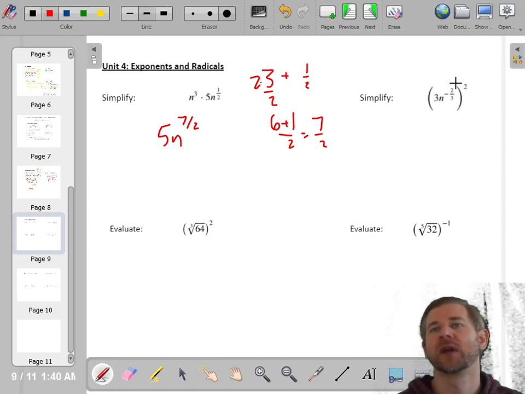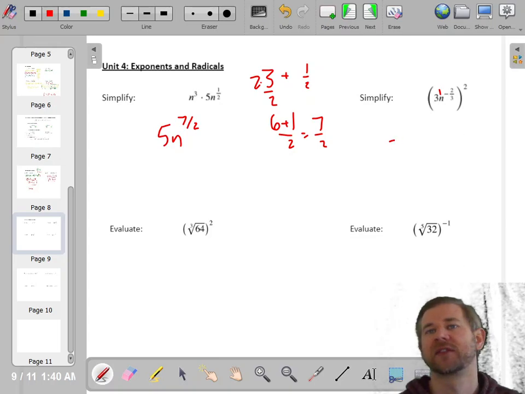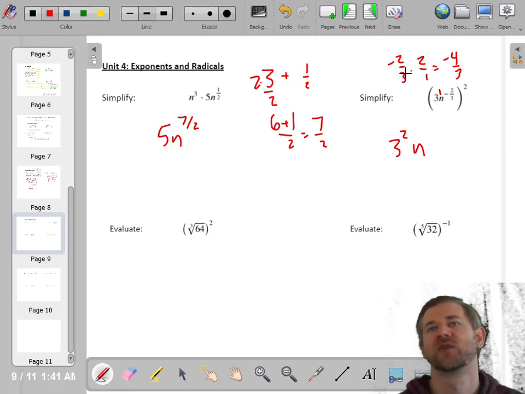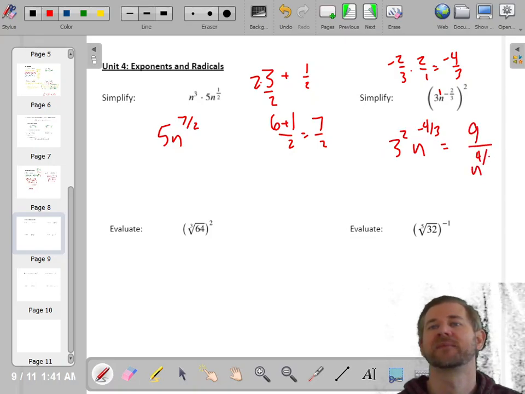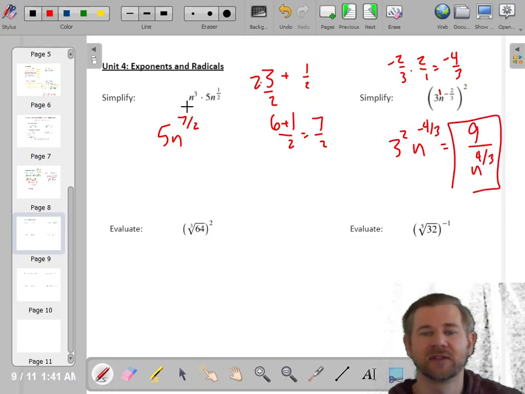Second one, we're going to multiply all the exponents. Be careful. That's 3 to the second. Negative 2/3 times 2 over 1 is negative 4/3. You just multiply fractions across. 2 times 2 is 4. 3 times 1 is 3. So this is n to the negative 4/3. Now, I can do two things. 3 squared is 9, and this will move to the bottom. So 9 over n to the 4/3.